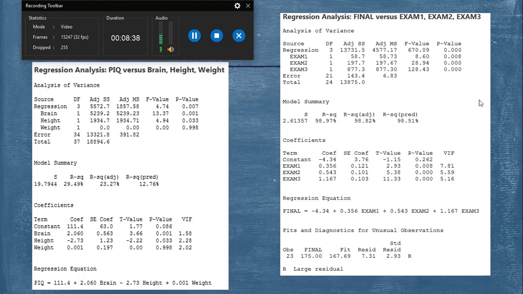They've also got another table here on the right. They looked at the final exam and want to know if exam 1, 2, and 3 are good predictors of how it will turn out in the end. So they're listing the same information. We have the ANOVA table with the p-values. We have our coefficients table with all of our slopes, t-values, and those associated p-values, and we have the regression equation.